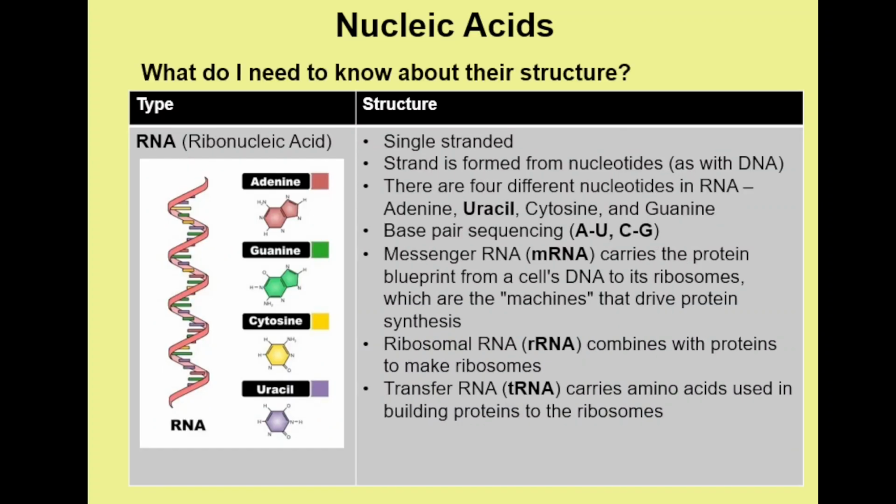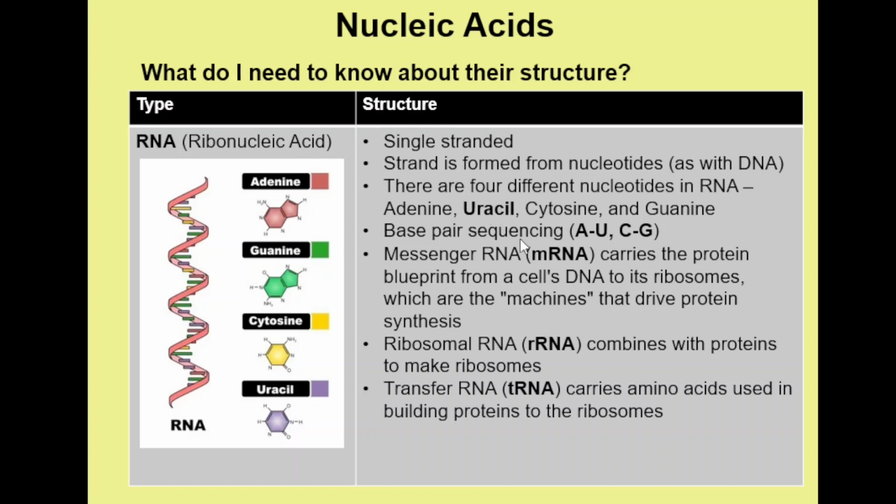So here we can see RNA, and RNA is quite similar to DNA, but there are some key differences. RNA, to start with, is single-stranded, unlike the double-stranded DNA. The strand of RNA is formed from nucleotides, just like we see with DNA, but there are a couple of differences. One, the sugar is different. The pentose sugar in RNA is ribose, as opposed to deoxyribose. But one of our nitrogenous bases is different as well. In the nucleotides in RNA, we still get adenine, we still get cytosine and guanine, but we have uracil instead of thymine.